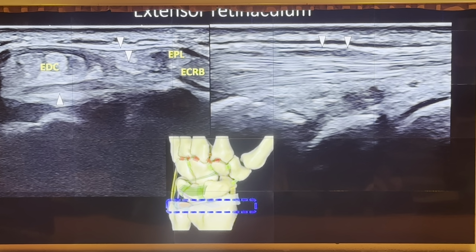And the extensor retinaculum, where is the extensor retinaculum? If you want to check it, you should start from the distal tubercle. So when you find the distal tubercle and pull the transducer more distally, then you will see some hyperechoic fibers cross over the extensor communis tendon and over EPL and the extensor brevis. So if you use the long axis view, you can see this is the extensor retinaculum.